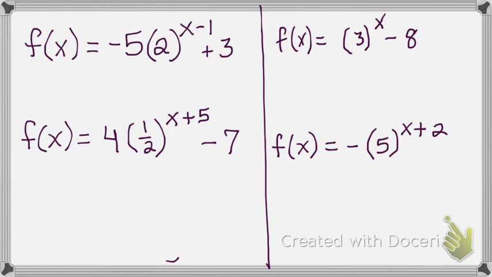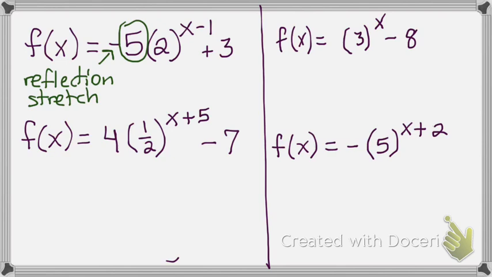All right, in this first example, as you can see, it says negative in front right here. So that means it has a reflection over the x-axis. And as you can see, that 5, is it greater than 1 or less than 1? Yep, greater than 1. So it's going to stretch by a factor of 5. And then looking at this exponent right here, it says x minus 1. So that means it's going to go to the right 1 unit. And then that last number right there, plus 3, that means it's going to go up 3 units. And that's it. All right, let's try another example.